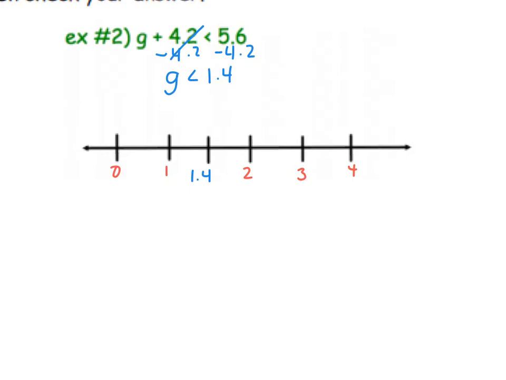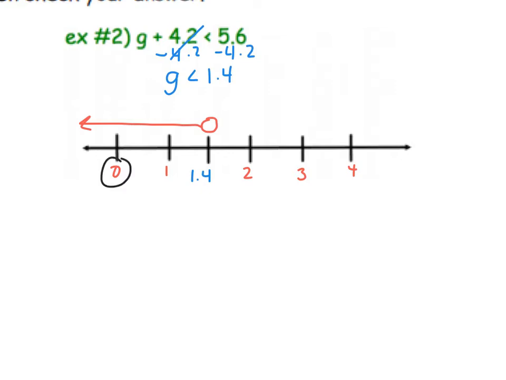Okay, now this one says g is less than 1.4, so I'm going to again put my dot or my boundary at 1.4. I'm going to leave it open this time because we were just talking about less than. We are not including 1.4, and therefore I'm going to draw an arrow to any value that's less than that. And again, a helpful thing to do here is check your solution. So let's pick a number that we can plug in to this inequality and see if it works out.